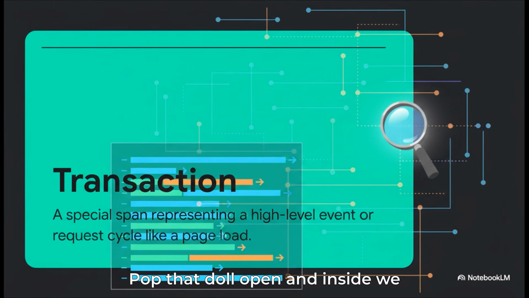Pop that doll open, and inside we have the transaction. A transaction is basically a specific major event happening within that broader trace. It could be a page load, a particular API request, or in our case, the checkout operation itself. It gives us clear, distinct boundaries for a piece of work.